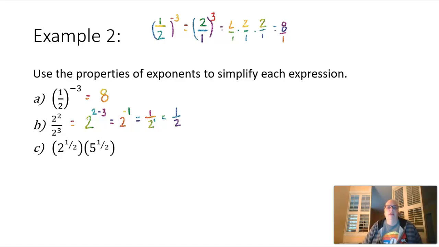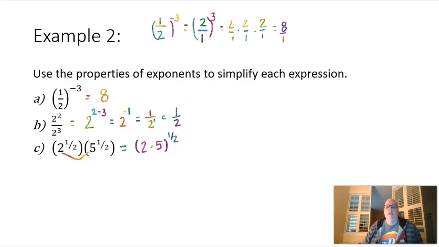Okay. Alright, and then for part C, now I'm going to kind of do the reverse of one of my properties, because I have 2 to the power of 1/2 times 5 to the power of 1/2. My bases are not the same, but my exponents are. And so that means I can rewrite this as 2 times 5 to the power of 1/2.